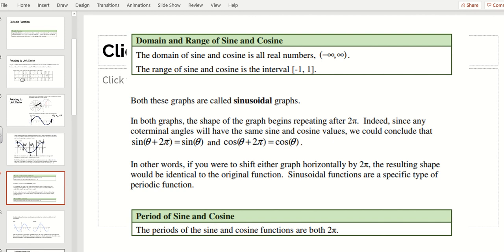So the domain of all sine and cosine graphs without context is from negative infinity to positive infinity. And the range is from negative 1 to 1. That's based on the unit circle. So that's your y equals sine of x, y equals cosine of x graphs.